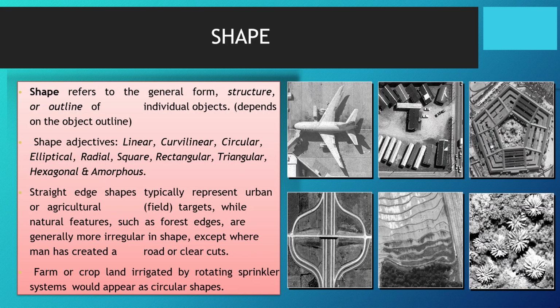Let's begin with the concept of shape in image interpretation. Shape refers to the general form or outline of an object seen in an image. Objects can appear linear, circular, rectangular, triangular, or irregular. Regular, straight-edged shapes usually indicate man-made features, like buildings, roads, or agricultural fields, while natural features, such as forests, tend to have irregular shapes. For example, irrigated crop fields often appear circular due to rotating sprinkler systems.